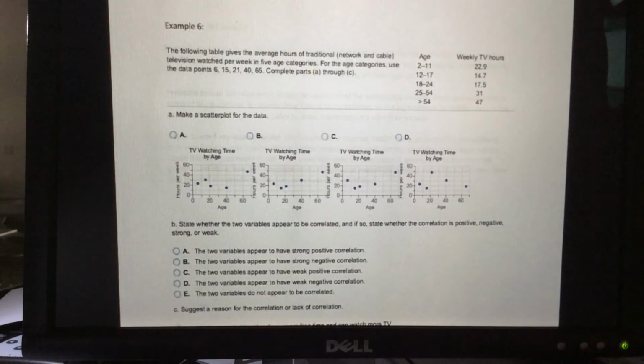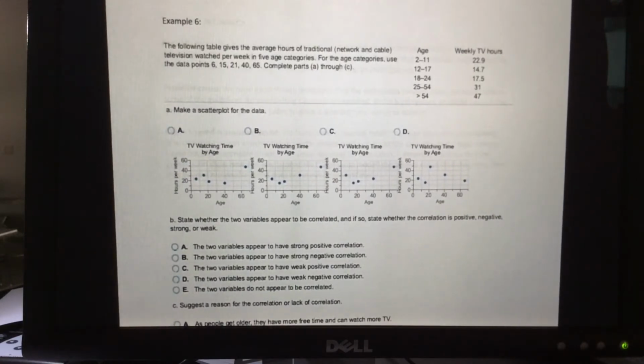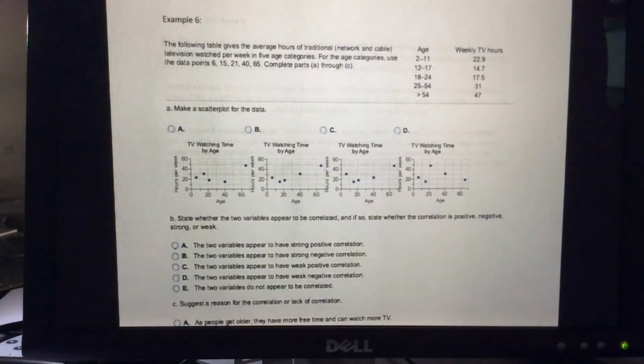Okay. All right, we'll look at this example here. The following table gives the average hours of traditional network and cable television watched per week in 5 age categories. For the age categories, use the data points 6, 15, 21, 40, and 65. Complete parts A through C. They're only A through C in this particular example.